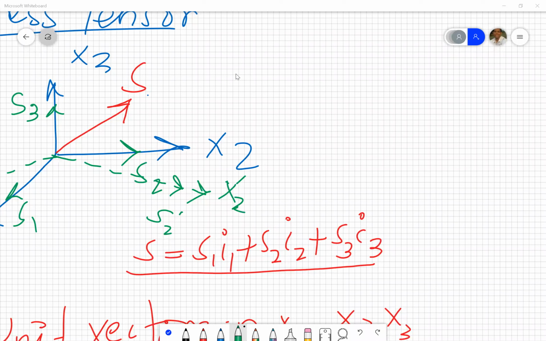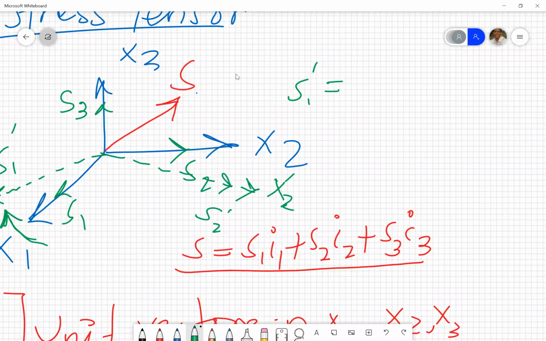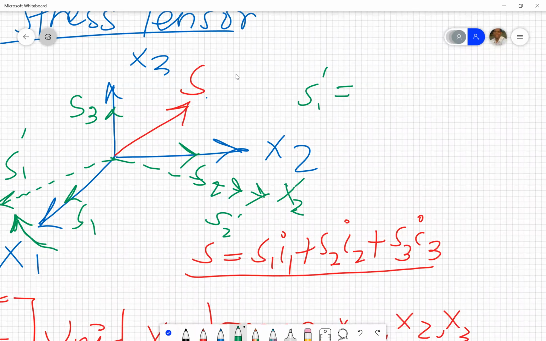So here we have to go for the calculation of the component of S in the displaced direction. In the displaced direction, the component will be written as S1 dash. S1 dash means the displaced position. See, this is the S1 dash. So we need to calculate the value of S1 dash here. How can you calculate this S1 dash?